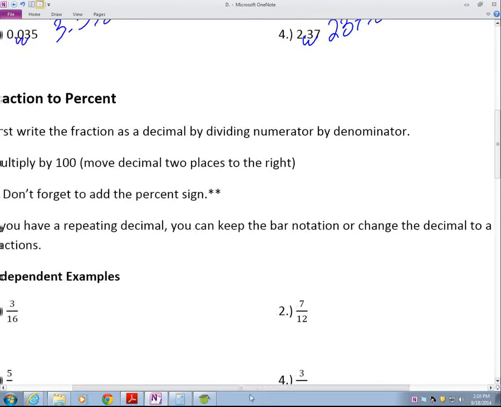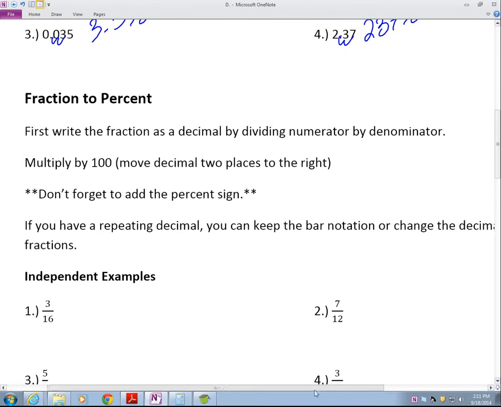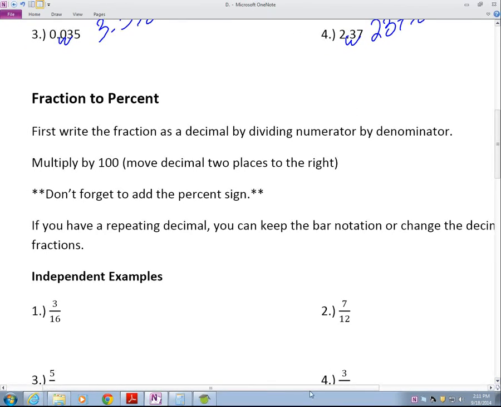This is easy. Fraction to percent. First, write the fraction as a decimal by dividing the numerator by the denominator. So here's step one. Then what we do is, we multiply by 100, move the decimal 2 places to the right. And the third step, don't forget to add the percent sign.